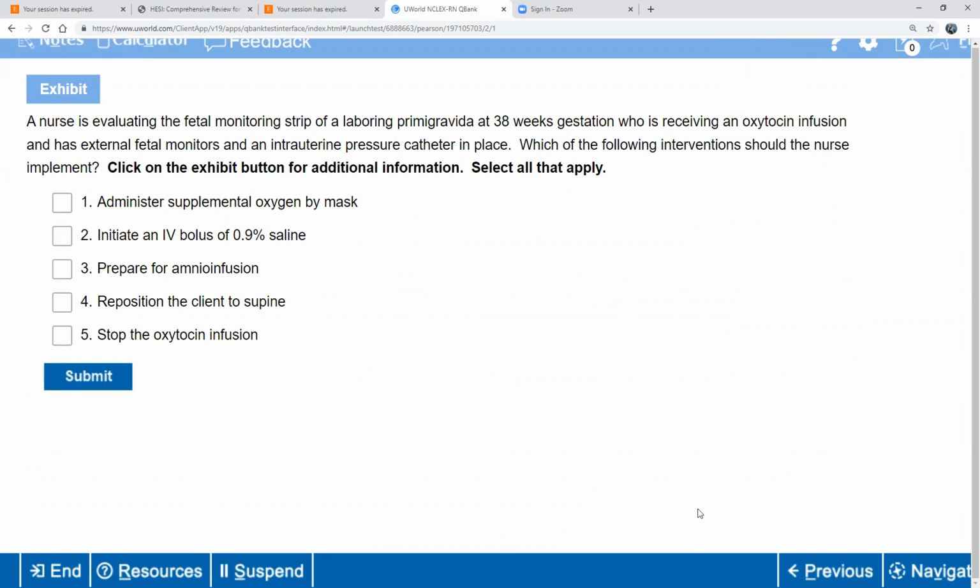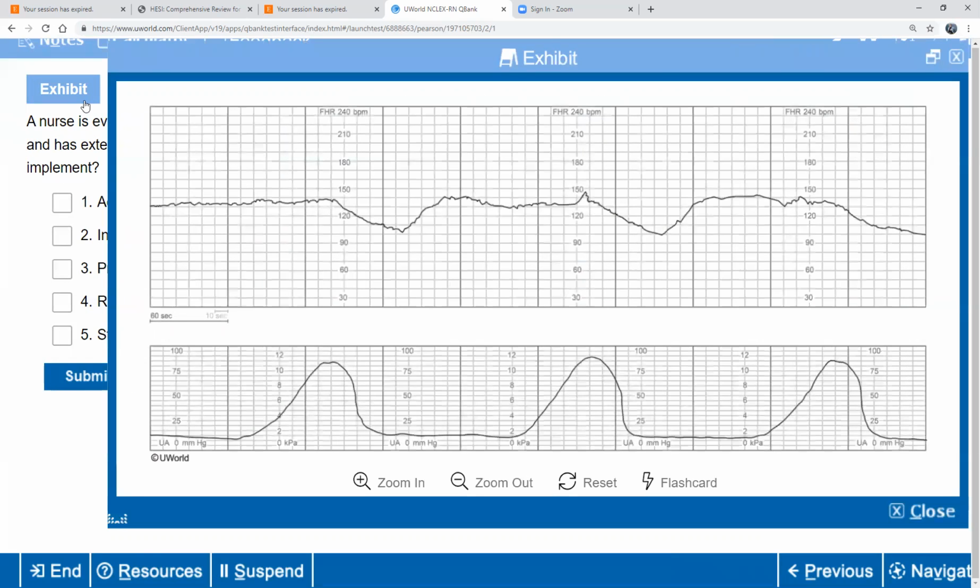The nurse is evaluating the fetal monitoring strip of a laboring primigravida at 38 weeks gestation who is receiving an oxytocin infusion and has external fetal monitors and an intrauterine pressure catheter in place. Which of the following interventions should the nurse implement? So we gotta click the exhibit thing to see it. So the top one is the fetal heart rate, the bottom is uterine contraction, right? Yes. Right. So what's the question?